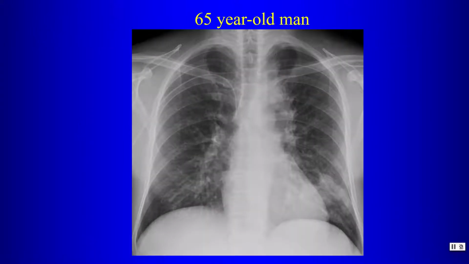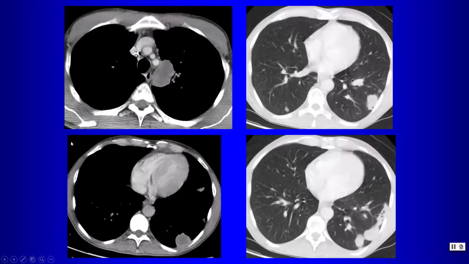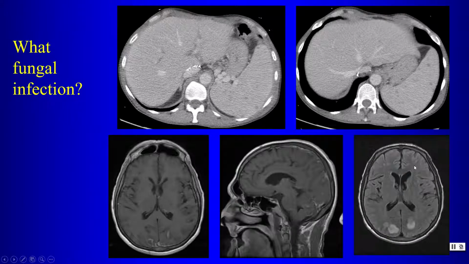So here's our next case, a 65-year-old man. We see we have a PICC line here. We see we have these ill-defined kind of nodular or mass-like opacities. And when we look on CT, you can see these low attenuation nodules or mass-like opacities here scattered throughout the lungs. They are bilateral, although they seem to be more prevalent on the left side.